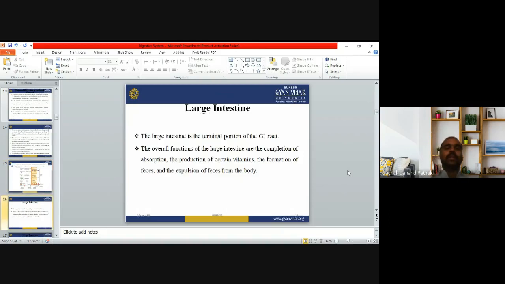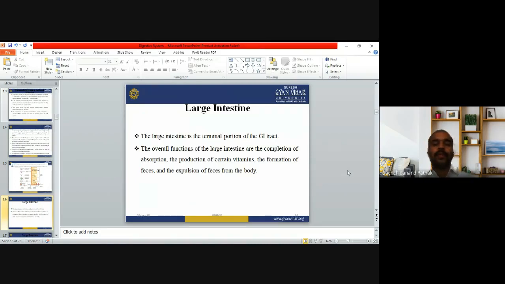The large intestine is the terminal portion of the gastrointestinal tract. We know, starting from the mouth, going to the esophagus, stomach, small intestine and large intestine, that the large intestine is the end part, the terminal part of your GI tract. The overall functions of the large intestine are completion of absorption, production of certain vitamins, formation of the feces, and expulsion of the feces from the body.